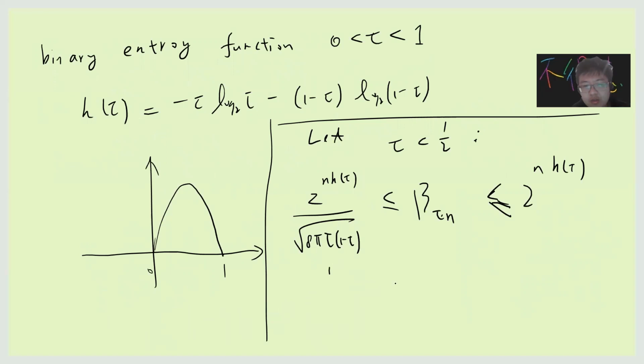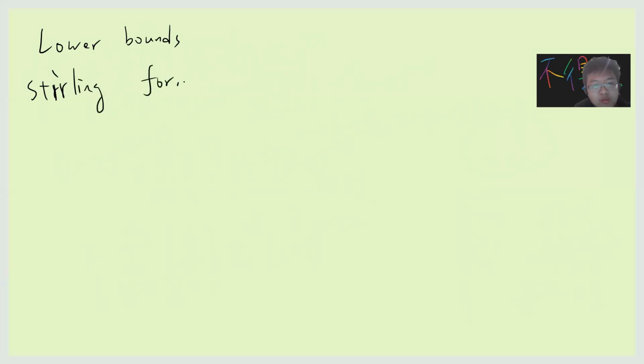Okay, so let's do the lower bound. This is the upper bound, and we already proved the upper bound. Let's go to the lower bound. The lower bound uses a Stirling formula. There's a formula that I will not prove here, but it should not be difficult. If you want to see my Stirling formula proof, I will post the link below. You can use the integral representation and do a summation.